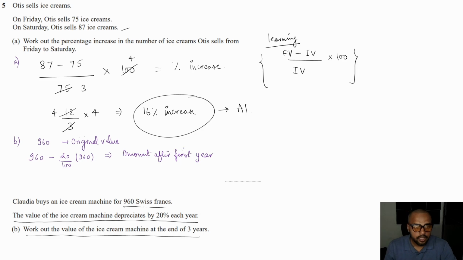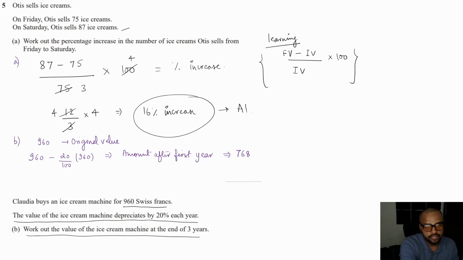Okay, students, that will be equal to, we need to calculate here. So 960 minus 20%. Wait a sec, I'll be doing it right now. 768. This is the amount after the first year. Okay, students, this is the amount after the first year.